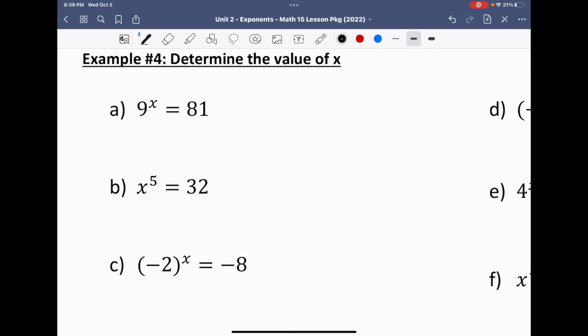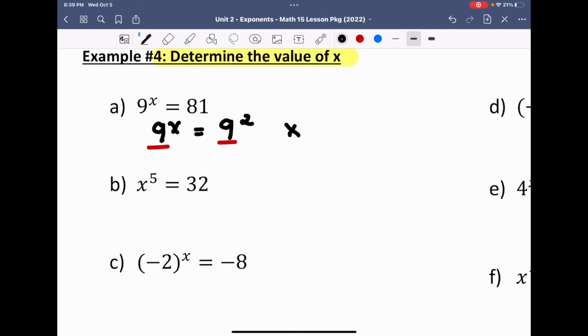Example A says that 9 to the power of something is equal to 81. Well, if our goal is to determine the value of x, well, 9 to the power of x is equal to 81. What is 9 raised to? Well, if we raise 9 to the power of 2, this gives us 81. We look at this and we say we have a common base, meaning now all we need to do is look at our exponents to determine x.